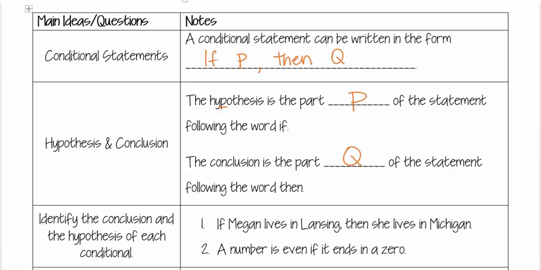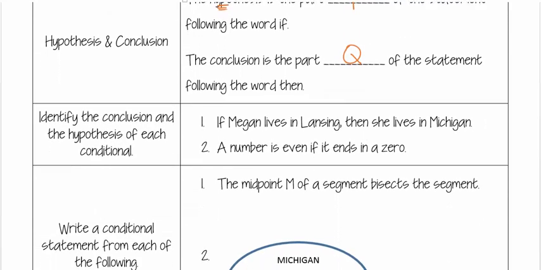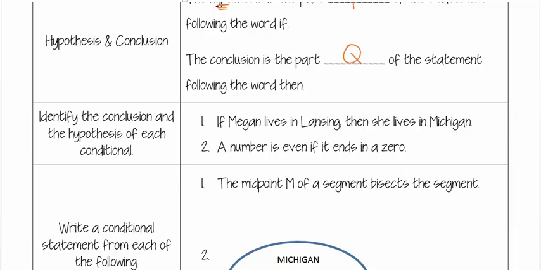Hypothesis and conclusion, I don't know, for Q. Hypothesis has a P in it though. So your hypothesis comes first and then your conclusion. Some of the questions you're going to get are going to ask you to just identify the hypothesis and the conclusion. So let's say we'll make the conclusion yellow and we'll make the hypothesis blue.